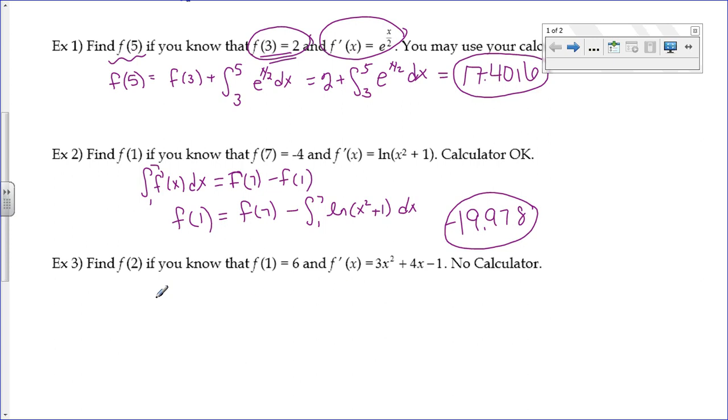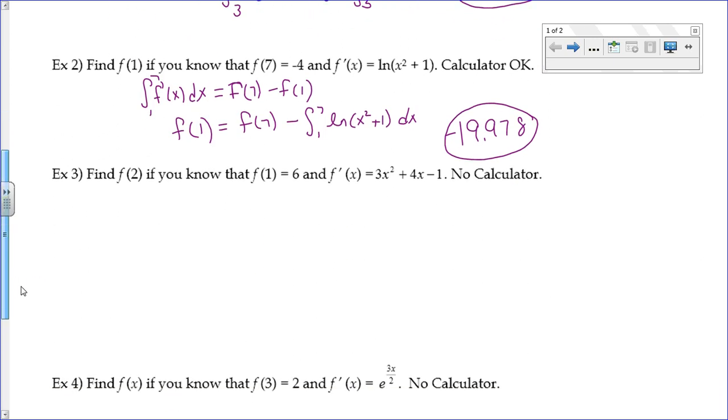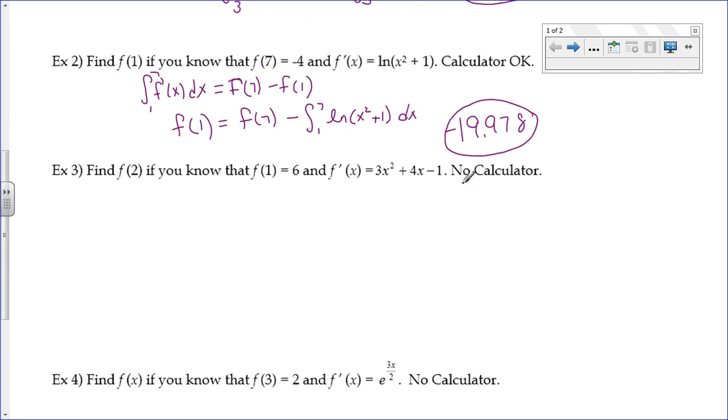All right, find f of 2, if you know f of 1 is 6 and f prime is that. No calculator this time. Well, that's not going to change my process. F of 2 is f of 1 plus the integral from 1 to 2 of f prime dx.